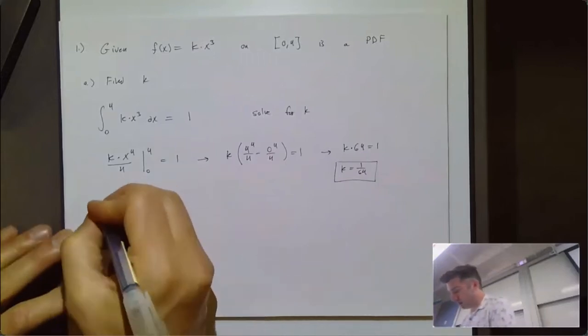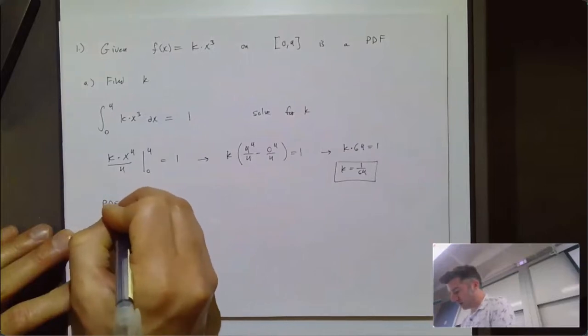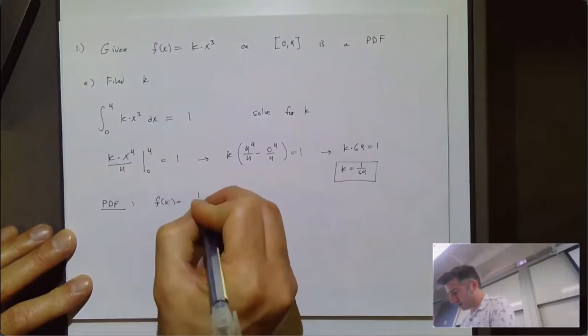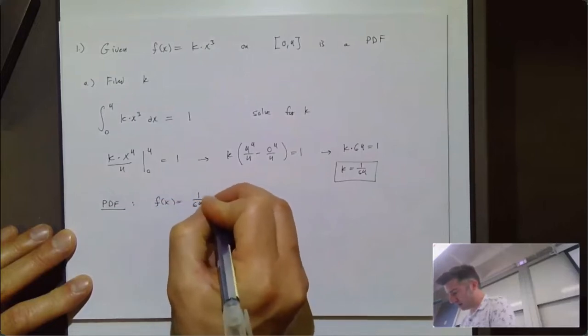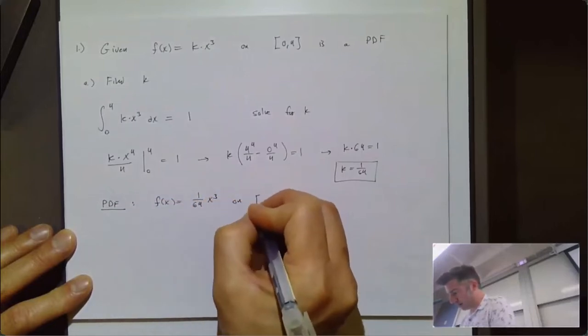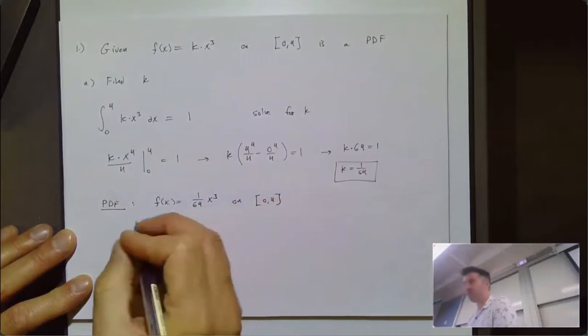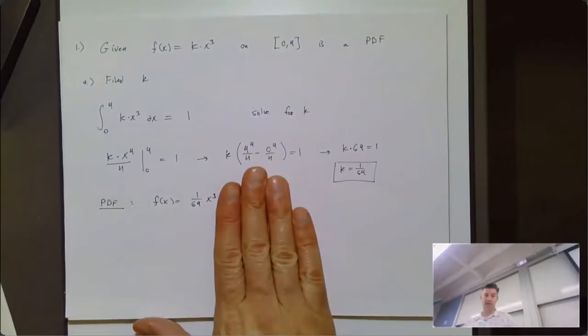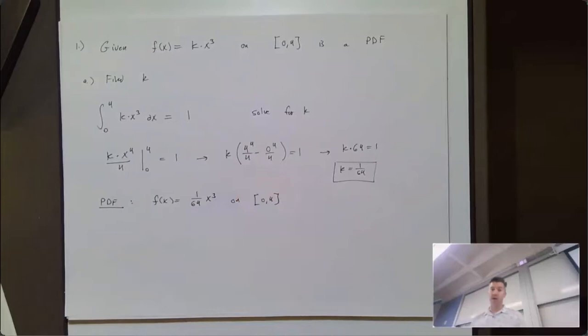So our probability density function is f of x equal to 1/64 times x cubed on the interval from 0 to 4. When you're talking about the PDF, you do need to specify the interval. If I said my function was just 1/64 times x cubed, and I didn't tell you what interval it was over, I wouldn't really be specifying that it was a probability density function, because we need that interval so that we know that the area under the curve adds up to 1.